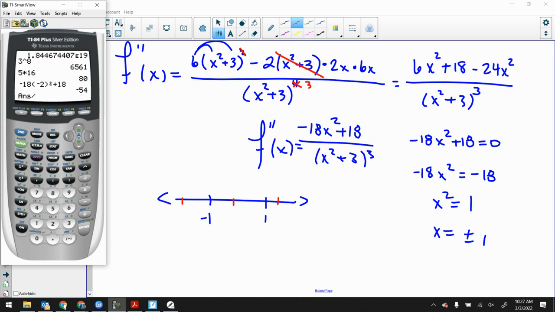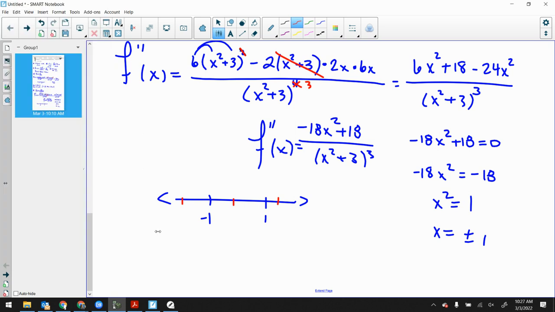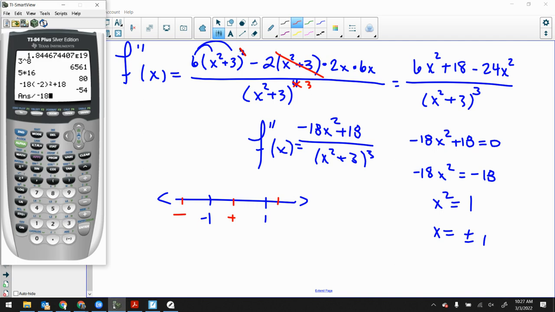So we have negative divided by positive is a negative, right? The whole moral of that story was that the denominator is going to be positive. So negative divided by positive is a negative. I'm guessing this is going to be positive in here, but let's check. If I plug in 0, that's going to be 0 in the denominator's... I mean the numerator is positive 18. Positive over a positive is another positive. If I plug in 2, a positive number, negative 18 times 2 squared plus 18 is negative 54 again. Negative 54 over a positive is going to be a negative.